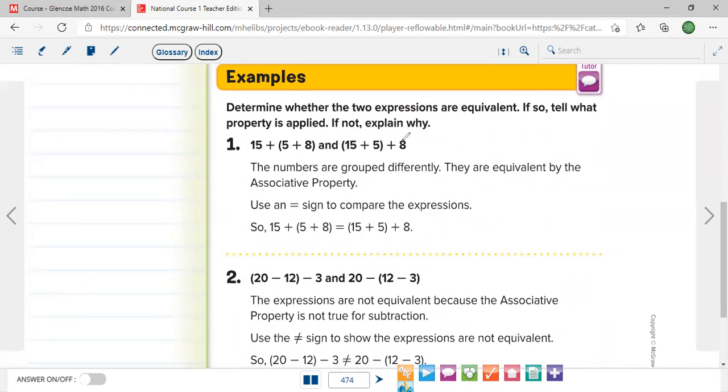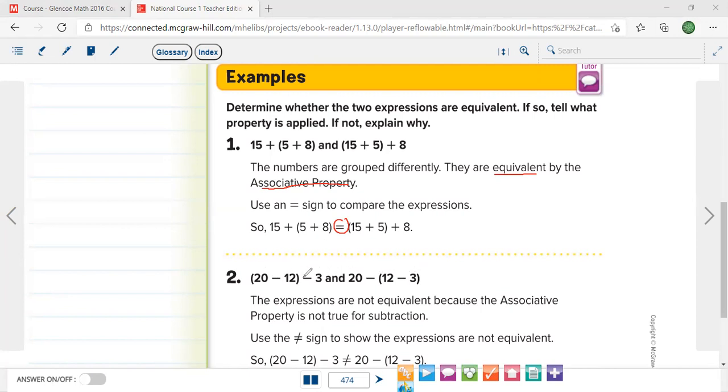So really these two expressions are equal, they are equivalent. You can say they are equivalent by what? By associative property. So we can use the equal sign. Now, they are equivalent by associative property, so we can use the equal sign. Now, associative property, does it work for subtraction?